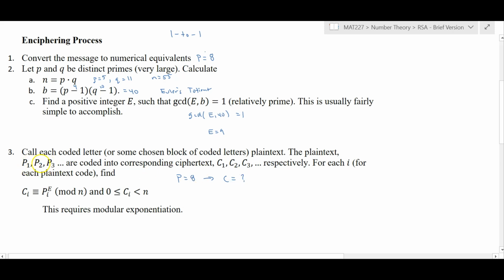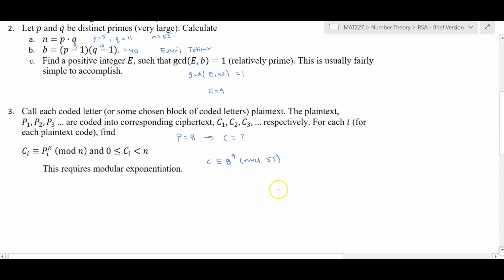Now, we're not going to use the subscripts here just because we only have one value, so we don't need to distinguish among them. So in our case, we need to compute the ciphertext according to this process. C is going to be the remainder of our p-value, which is 8, raised to the encryption exponent, which is 9, mod n, which is 55, based on the primes that we picked. This all plays together to ensure that this function is one-to-one.